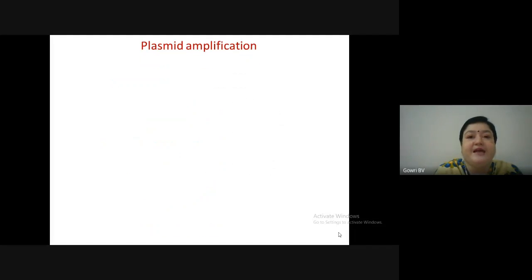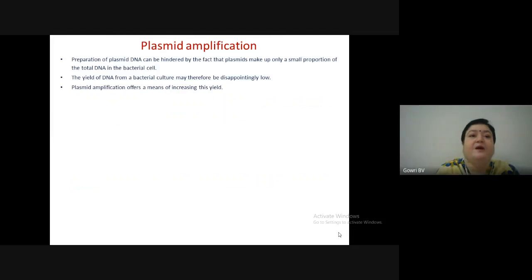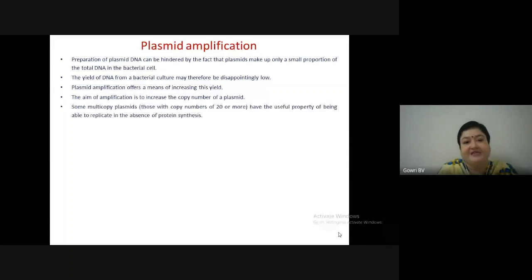What is plasmid amplification? Preparation of plasmid DNA can be hindered by the fact that plasmids make up only a small proportion of the total DNA in a bacterial cell. The yield of DNA from a bacterial culture may therefore be disappointingly low. Plasmid amplification offers a means of increasing this yield, so increasing the copy number. The aim of amplification is to increase the copy number of a plasmid.